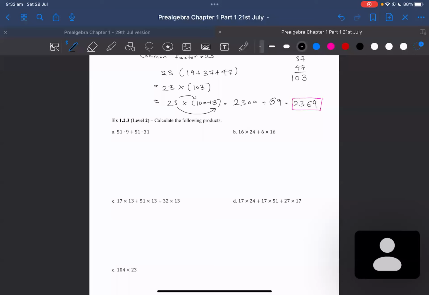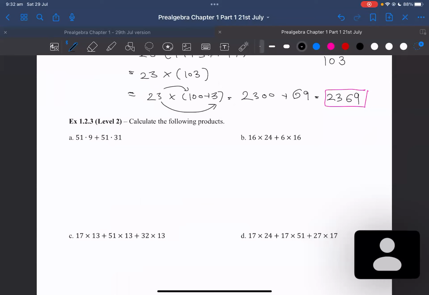So long multiplication, doing a lot of long multiplications will waste you a lot of time. Whenever you can, try to use shortcuts, because the more comfortable you are with multiplication, addition, stuff like that, the easier the next topics will be. Okay. Let's do the exercise for now.